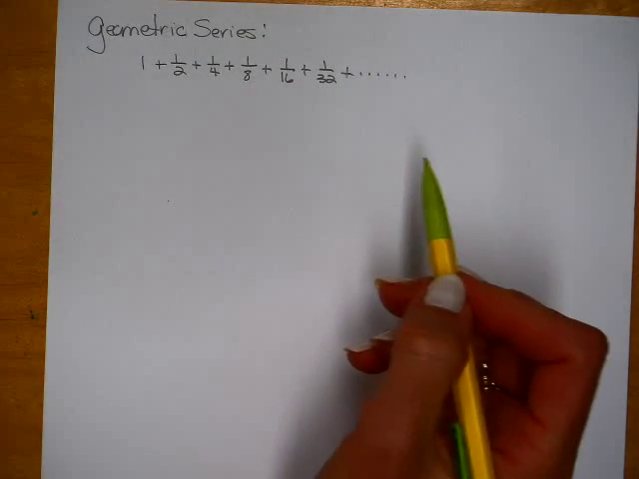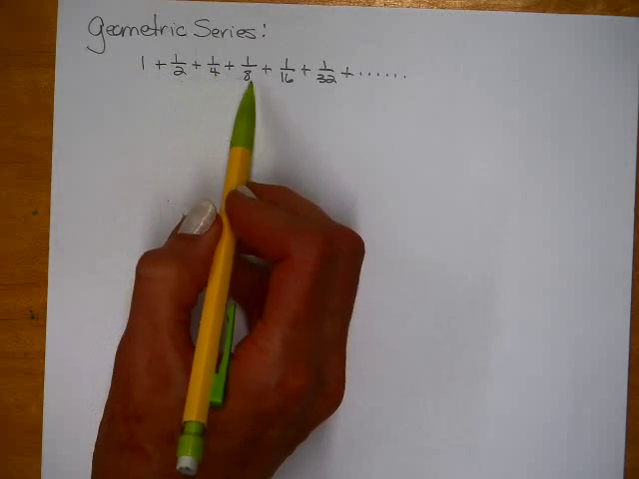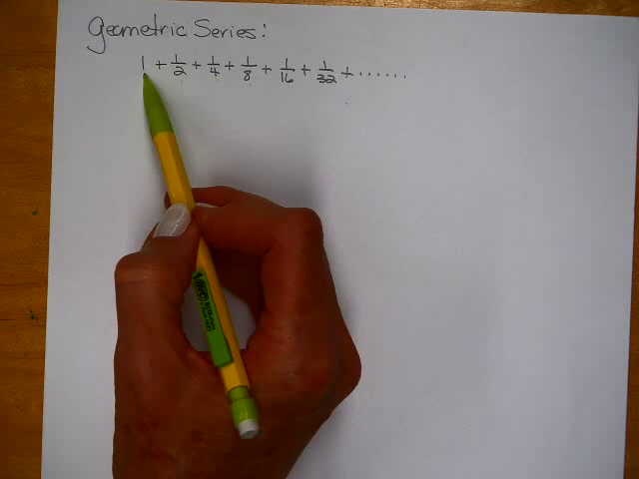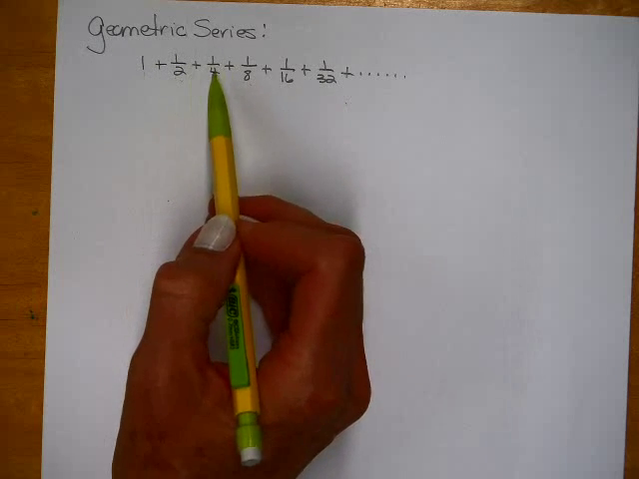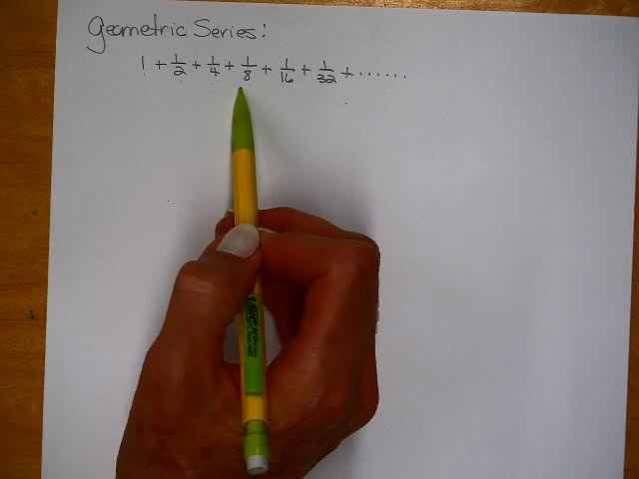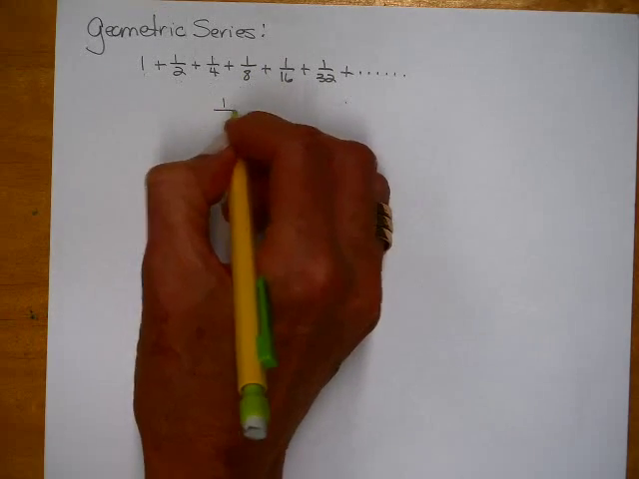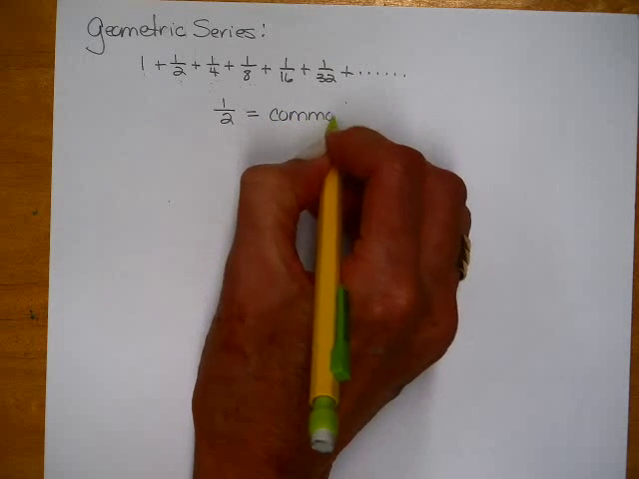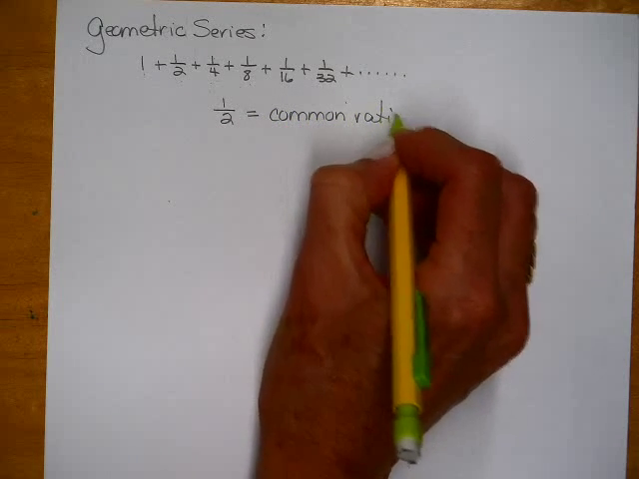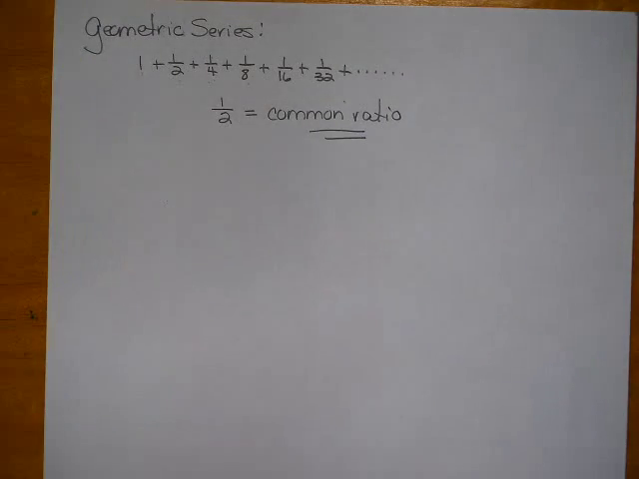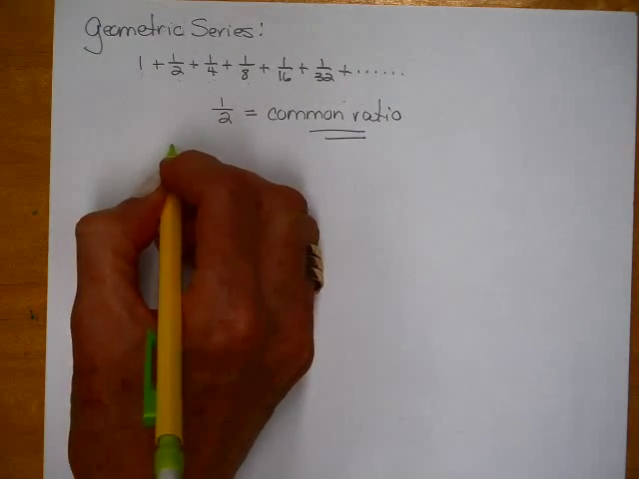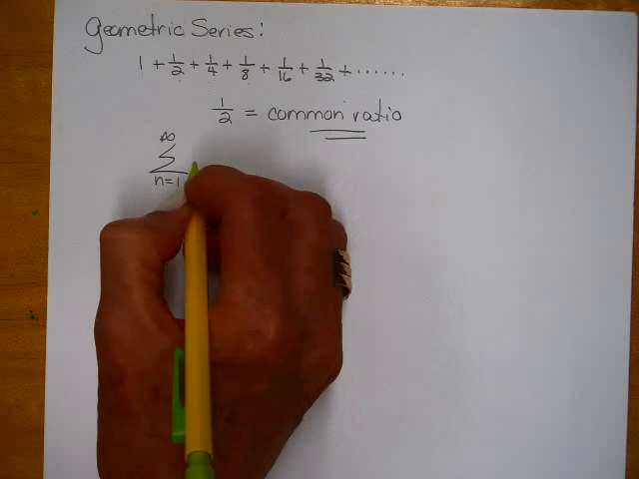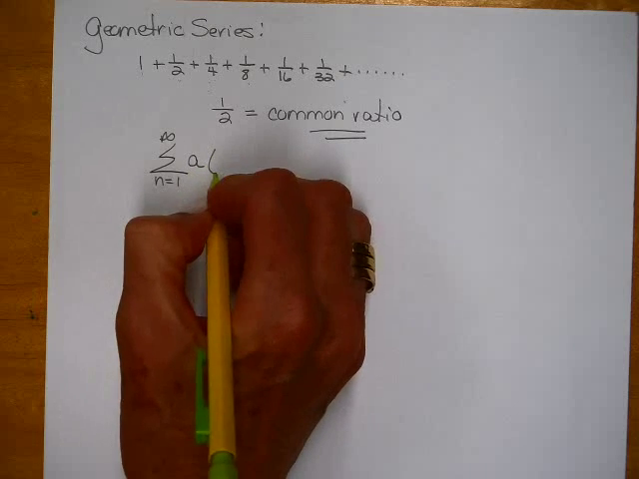Right, this is a geometric series because I'm multiplying 1/2 times every term to get the next one. 1/2 times 1 is 1/2. 1/2 times 1/2 is 1/4. 1/2 times 1/4 is 1/8. I'm multiplying by 1/2, which is what we call our common ratio.